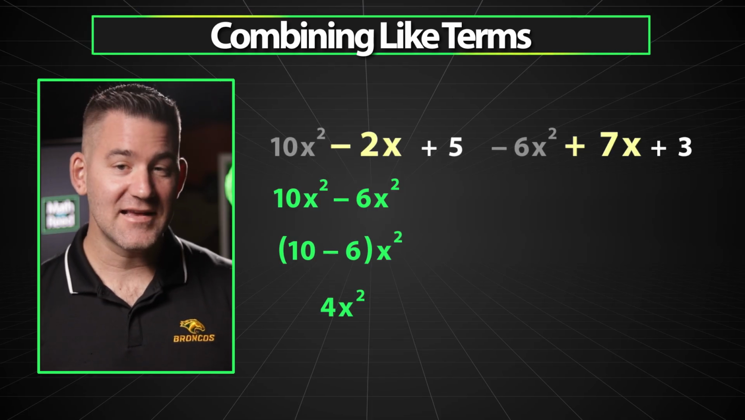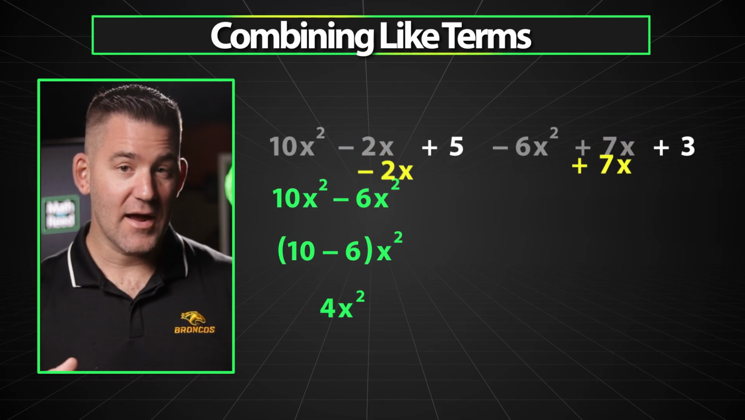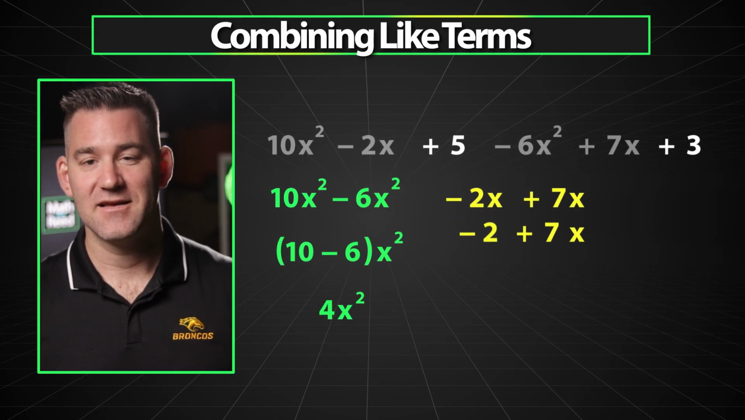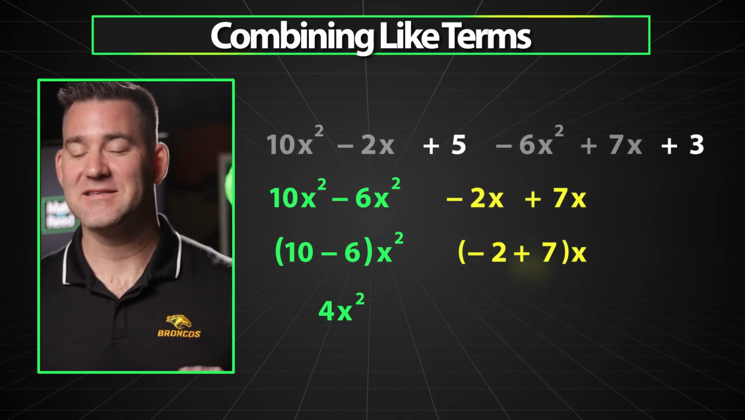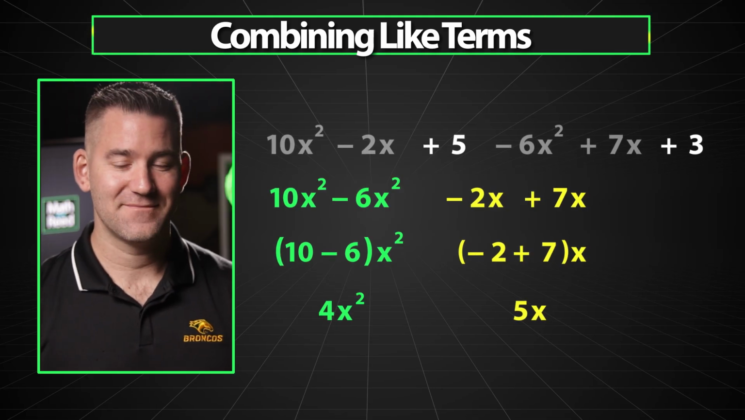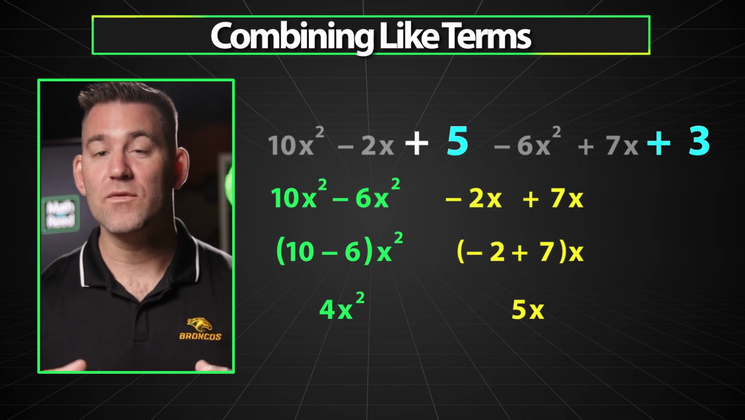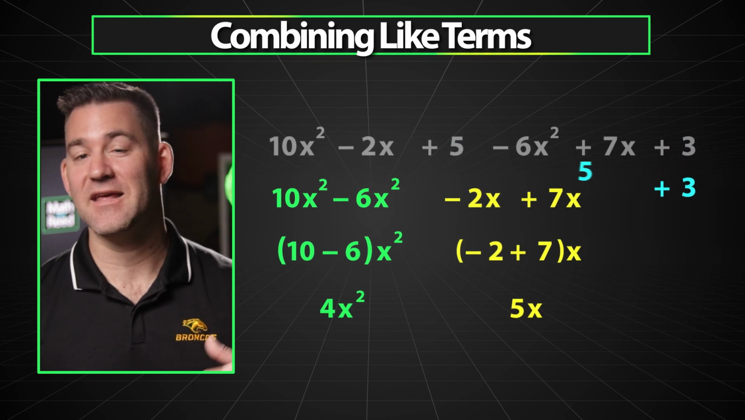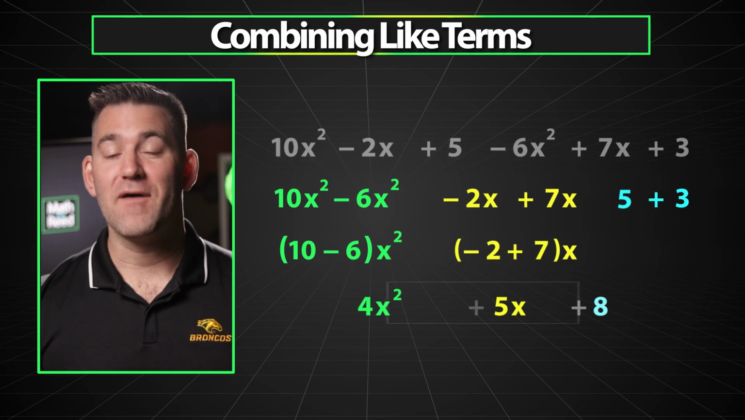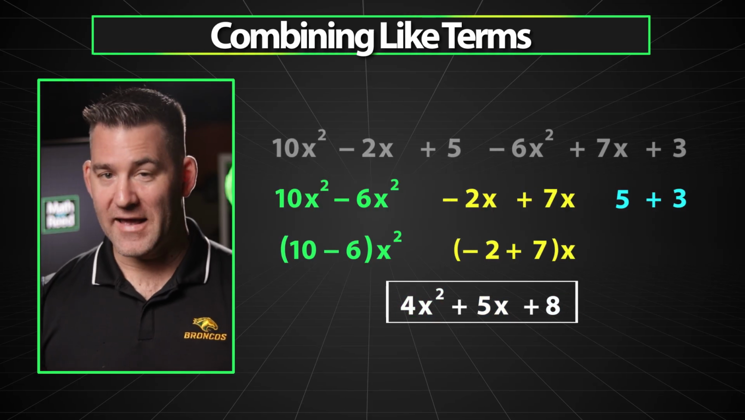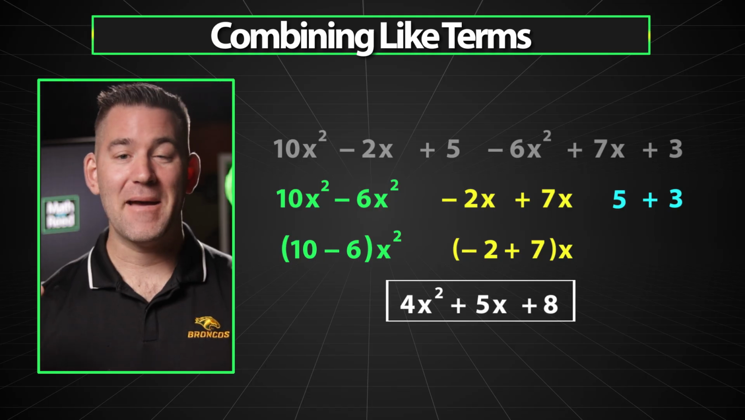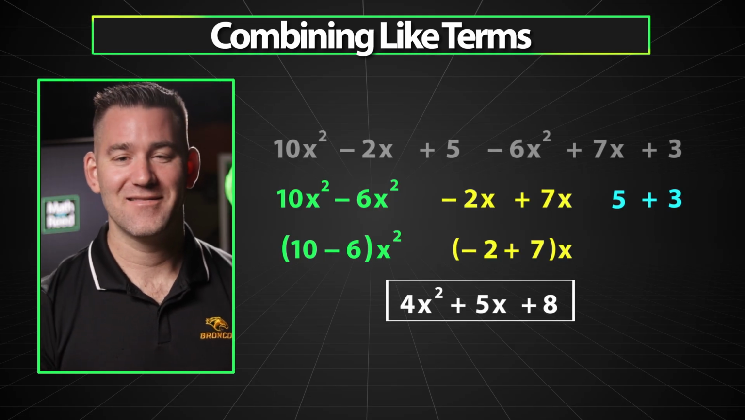Next up, we have x to the first power, and here I see we have a negative 2x and a positive 7x. Well, negative 2 plus 7 equals 5. So we get 5x. And finally, our whole numbers. We have a 5 and a 3. Adding those together, we're going to get 8. So our final answer is 4x squared plus 5x plus 8. And bam, there we go.